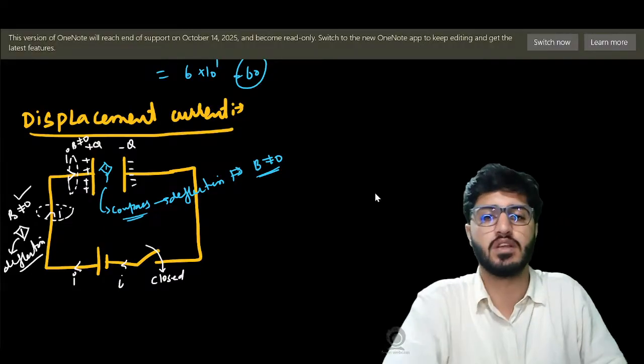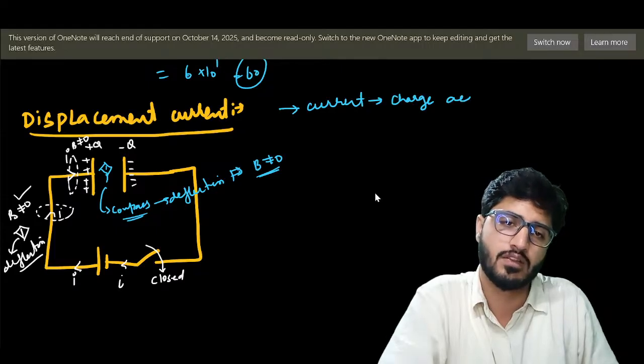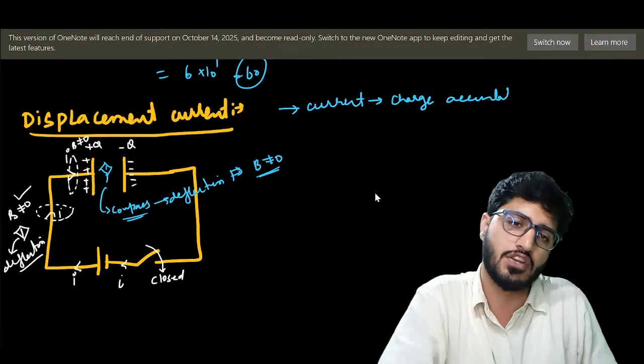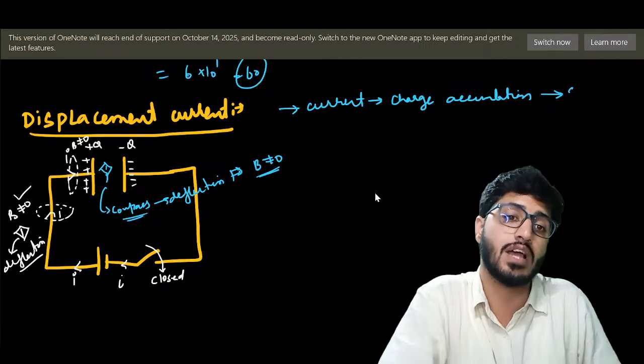Look now, when current starts flowing, there should be a charge accumulation. The charge accumulation on the sides of the capacitor will give rise to the electric field.